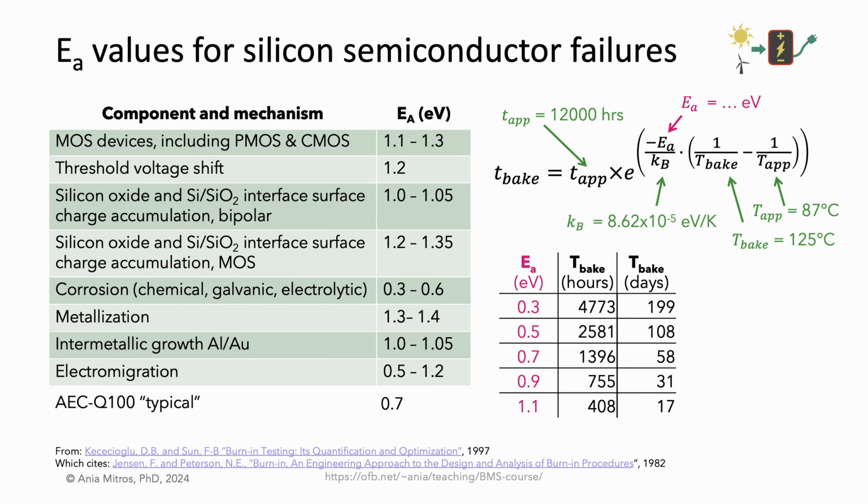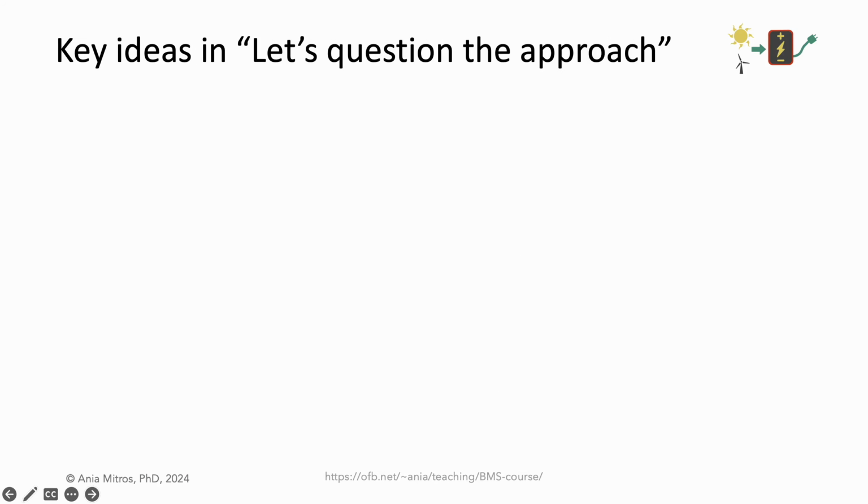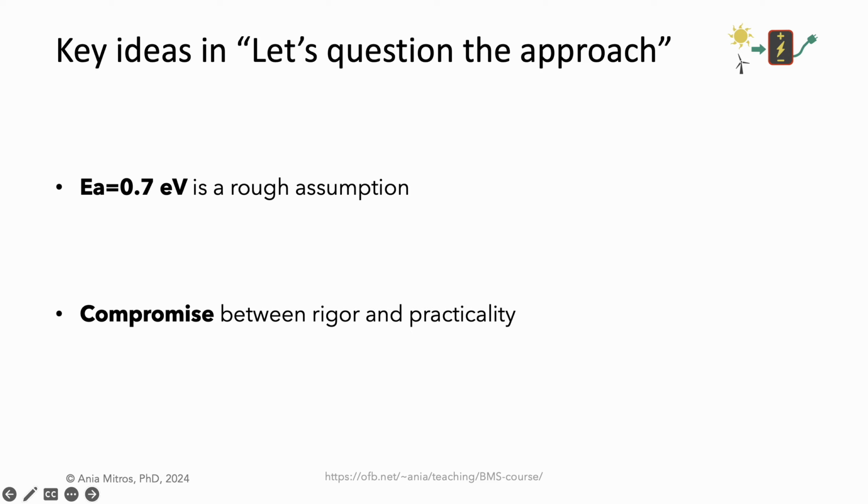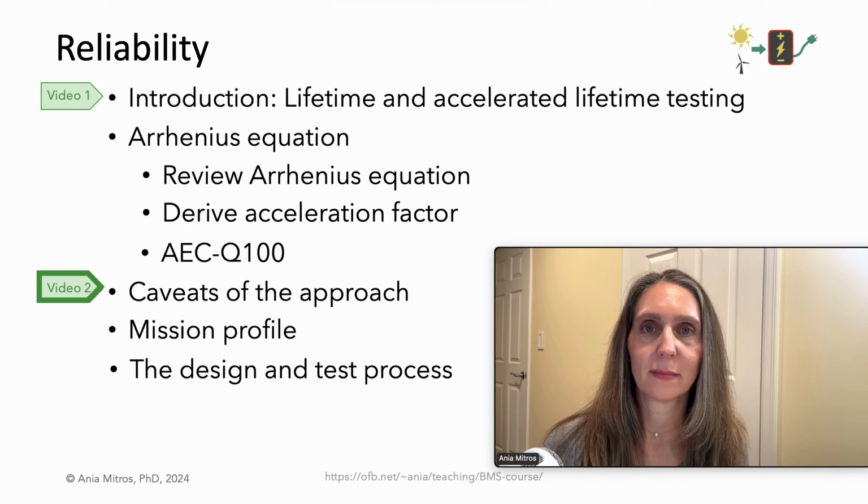An analysis based on 0.7 eV will underestimate the impact of fault mechanisms with a smaller EA and may overestimate the impact of mechanisms with a larger EA. As imperfect as this is, it's the standard industry approach. The key ideas in this last section were that EA equals 0.7 electron volts is a rough assumption, and the Arrhenius equation approach to accelerated lifetime testing is a compromise between rigor and practicality.